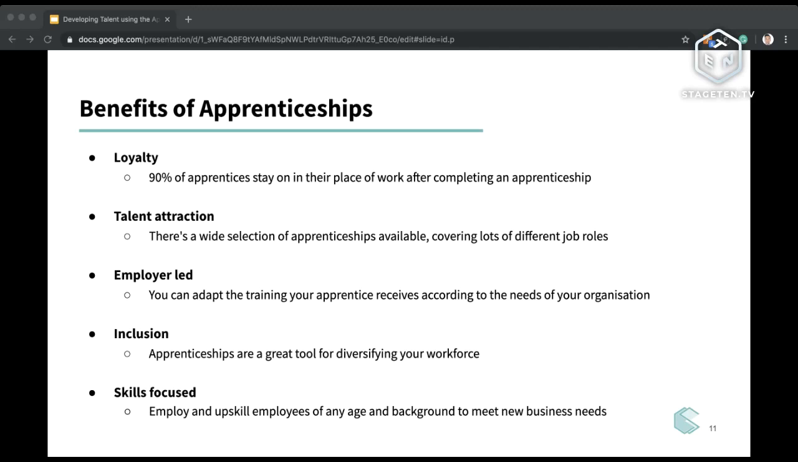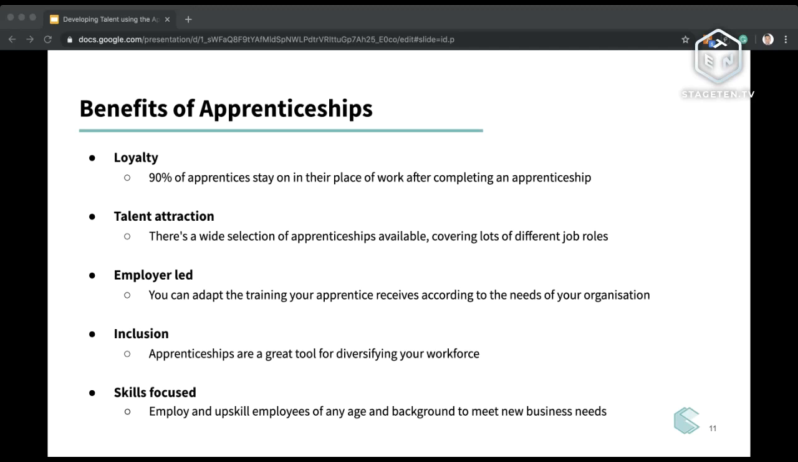Apprenticeships are employer-led. I'll say a little bit more about this later, but basically the standards we've mentioned are designed by employers, and it's employers who are in charge of how they spend their levy funding. So you can work with the training provider and adapt the training your apprentice receives according to the needs of your organisation. If you want to focus on one particular aspect or skill set of that apprenticeship, talk to your training provider and they'll be able to work with you to enhance it.